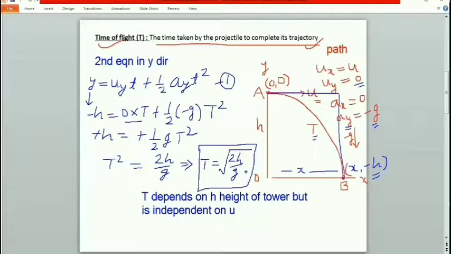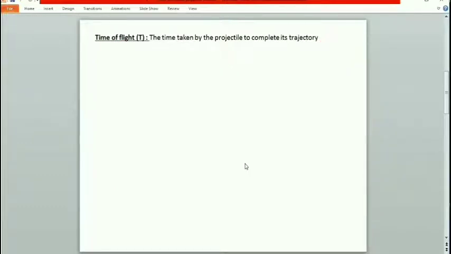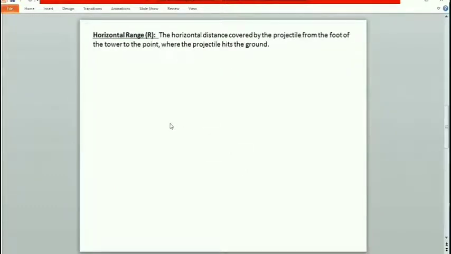अब let's move to the second expression. What is that? That is horizontal range. First of all, definition. The horizontal distance covered by projectile from the foot of the tower to the point where the projectile hits the ground. चलिए इसे डायग्राम से समझते हैं.